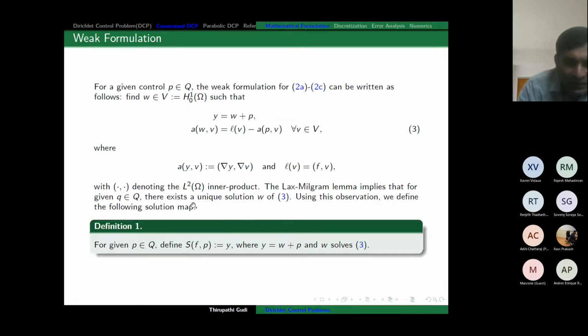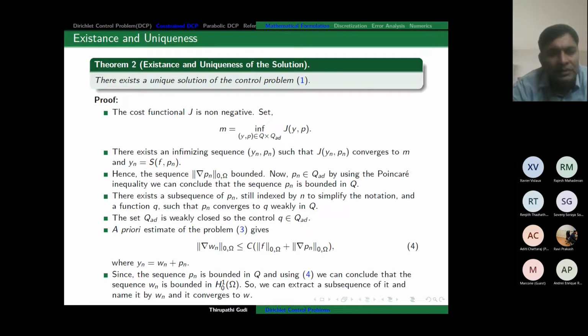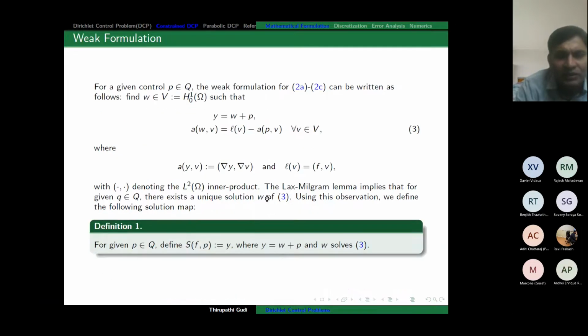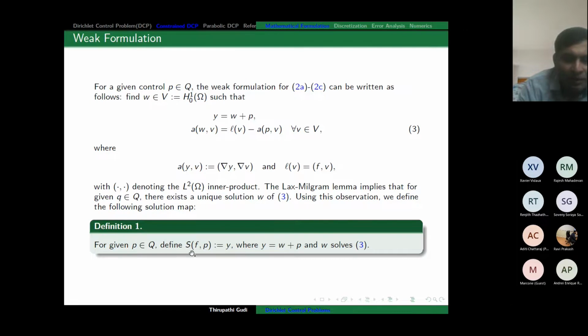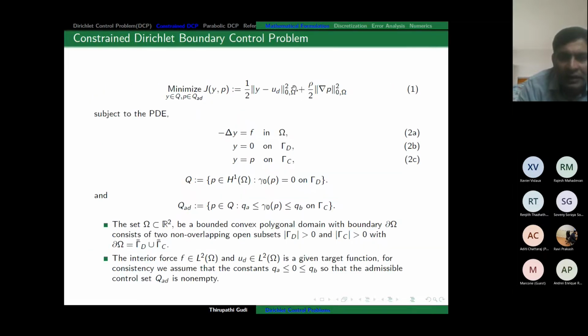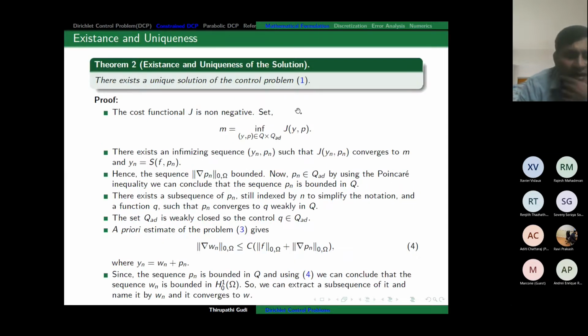So the Lax-Milgram lemma implies that given p, there exists a unique w, and then the solution y is given to be w plus p. And we introduce the solution operator S, depending on f as well as p. So we can show that there exists a unique solution for the optimal control problem posed here. First we need to establish that given p there is a unique solution, and then you have this solution map, which is injective, and this is a strictly convex quadratic functional. So the standard argument will give us a unique solution of the control problem.